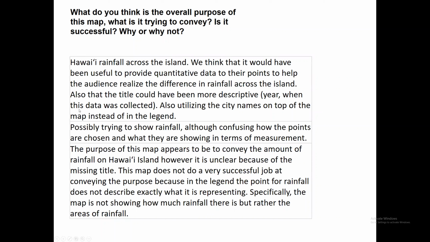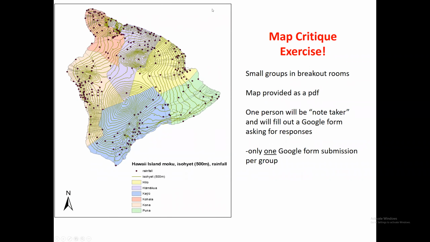And so, rainfall, right? Rainfall, and it's unclear. The legend doesn't describe what's being represented. The map is not showing how much rainfall there is, but rather the areas of rainfall. So a lot of things that I just encapsulated, you guys were picking up on. It's confusing, and it's confusing what they're showing for the different points and such. And again, I think that those same issues are at play here if we look at this again.